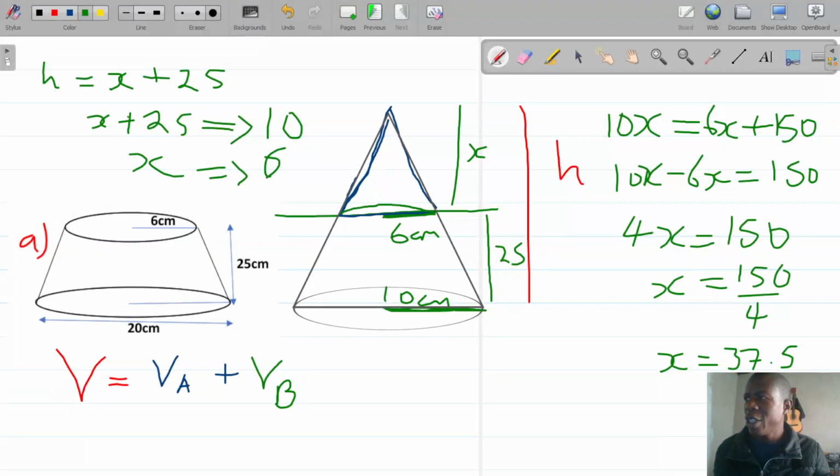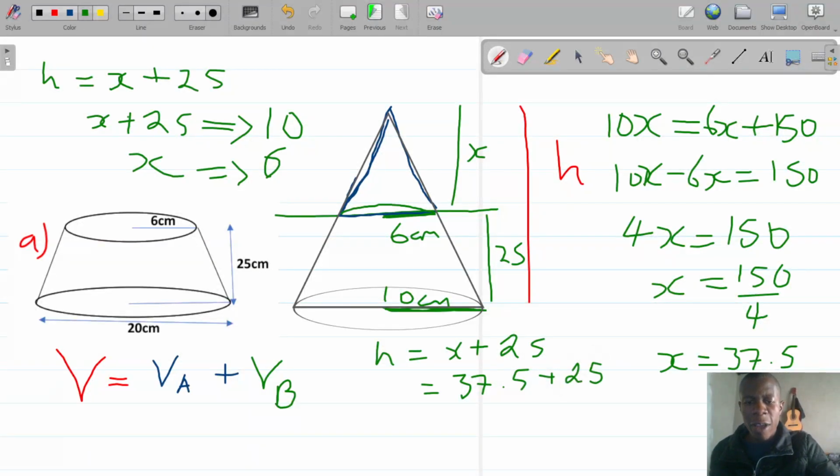Also find our h, so we just replace in this formula right here to find the height. So we're going to say height, we know that height is equals to x plus 25, meaning that our height will be equals to x, which is 37.5 plus 25, meaning that our height is equal to 62.5.